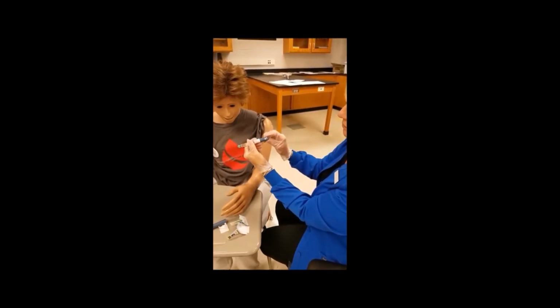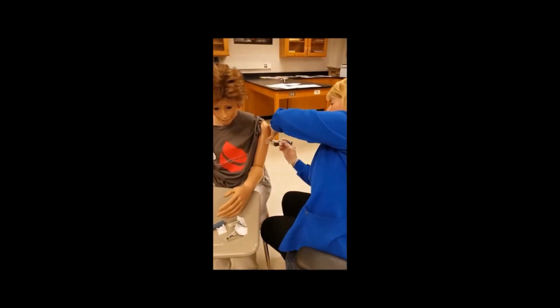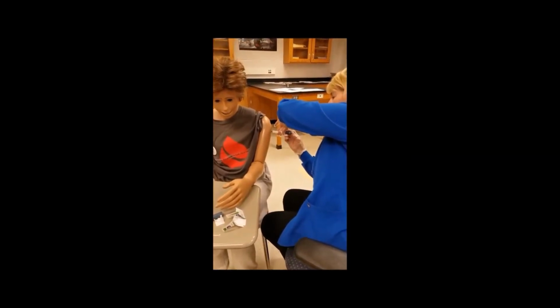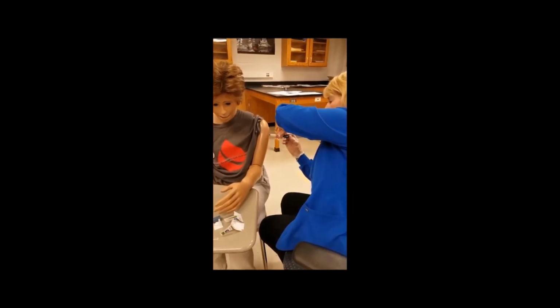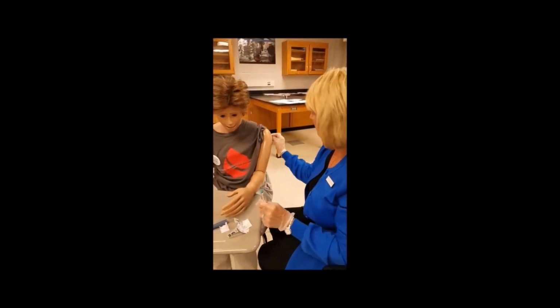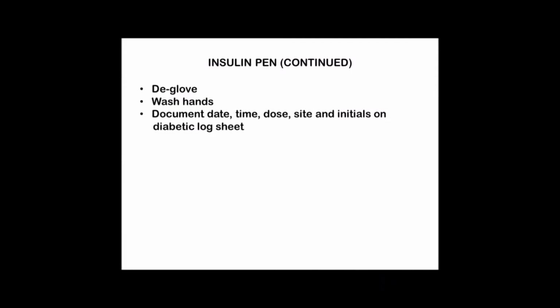Turn dial dose until the number for the insulin dose is visible. Pinch and hold skin at site. Dart needle all the way into the skin at 90-degree angle. Push end of pen down slowly. Count to 5. Pull needle out of skin. Dab site with tissue if needed. Remove needle from pen and dispose of needle in sharps container. Deglove. Wash hands. Document date, time, dose, site, and initials on diabetic log sheet.